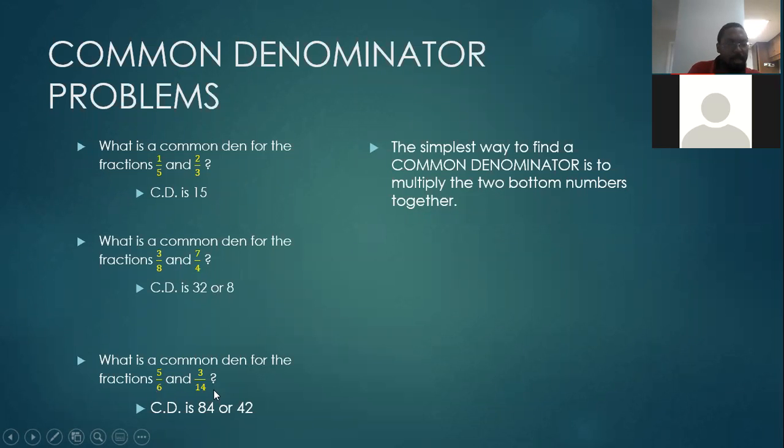Or if I have 6 and 14, what's the common denominator for that one? Well, 6 times 14 is 84. 42 is also an option, but let's say you were tired, you don't want to think that hard about it, then the easy way to figure it out is to say 6 times 14 is 84. That's how we find a common denominator. We multiply the 2 bottom numbers together. All right.